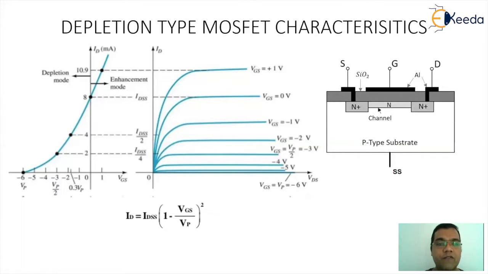So the equation that will be followed here is ID equals IDSS times 1 minus VGS by VP, the whole square. If you observe the equation and the characteristics carefully, they are resembling the characteristics of the FET device. So whatever equations we have for the FET family, these equations can be carried directly for the depletion type MOSFET family.